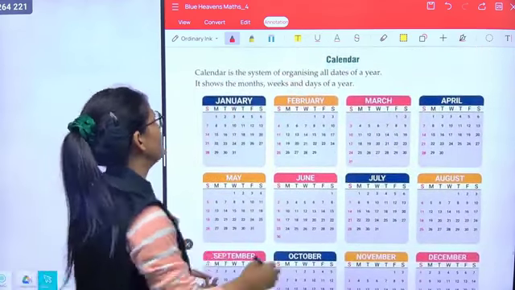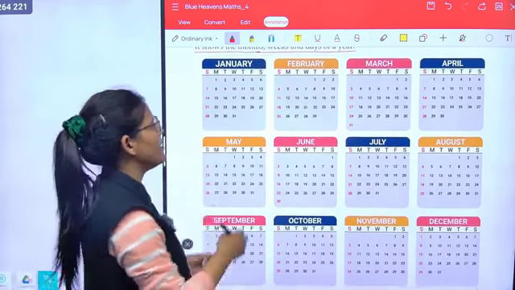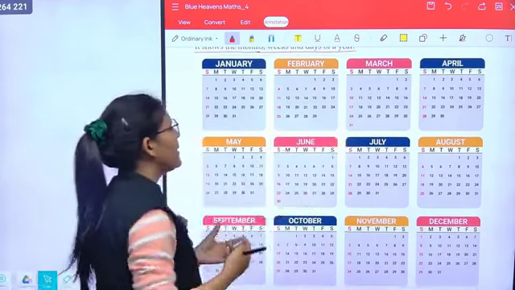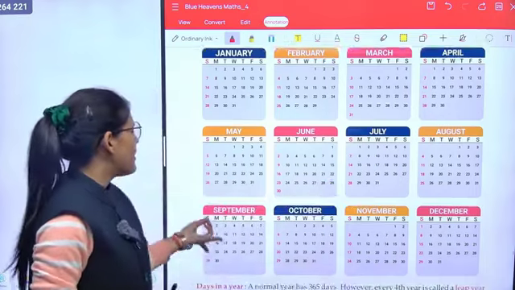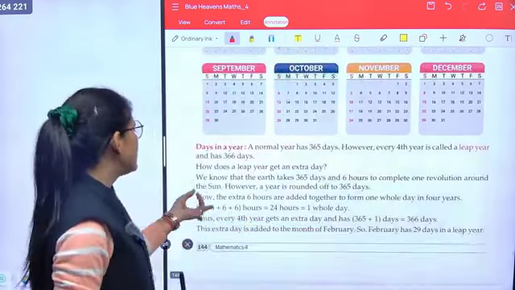Now class, calendar. Calendar is the system of organizing all dates of the year. It shows the months, weeks, and days of a year. See class, this is the calendar of January, February, March, April, May, June, July, August, September, October, November and December. See class, days in a year.